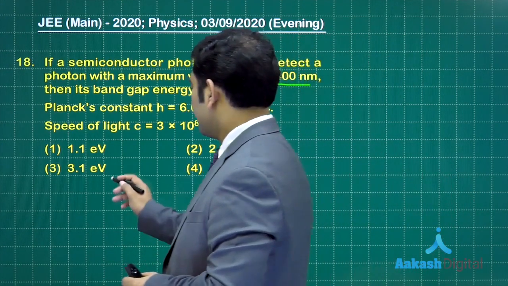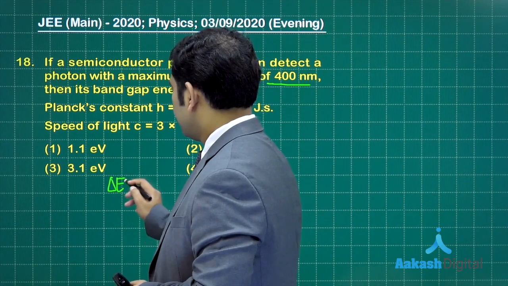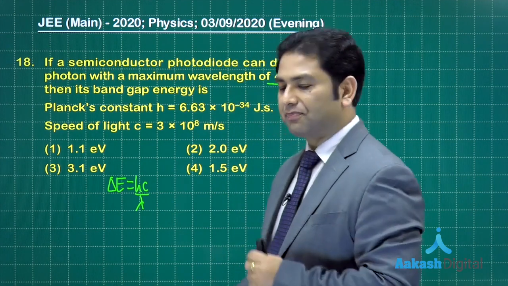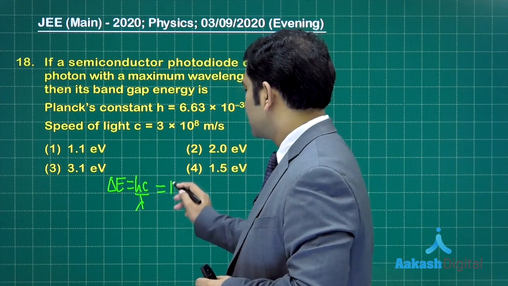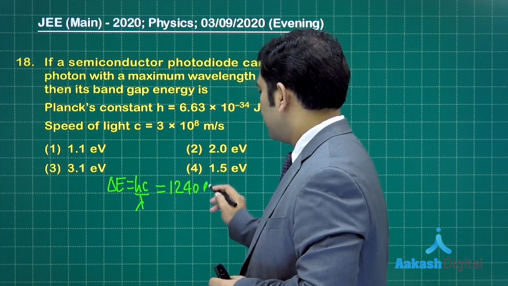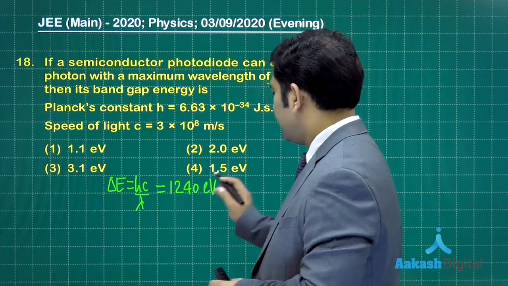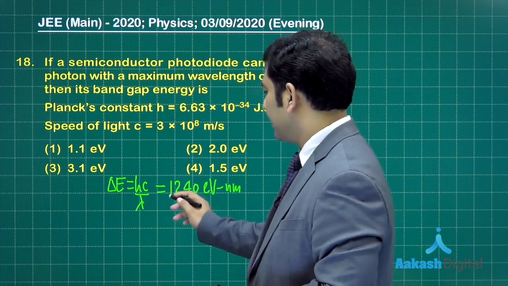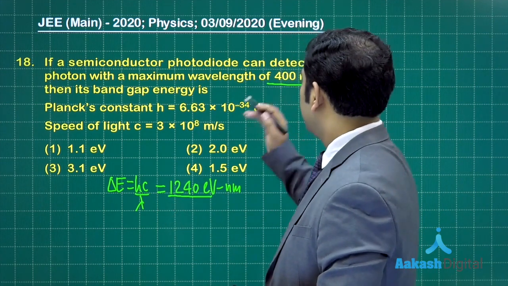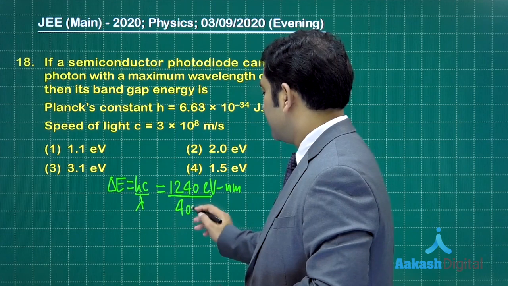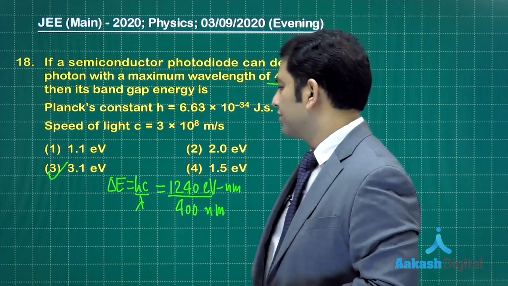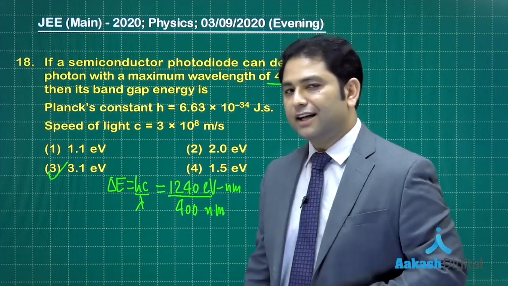So here you can see delta E will be equal to hc by lambda. You want to calculate it. So this is how it goes. This is 1240 electron volt nanometer. That would be a better constant to memorize. Though you can do it by multiplying h and c, and lambda is 400 nanometer. So a straightforward cancellation, option number 3, 3.1 electron volt, that would be the correct one.